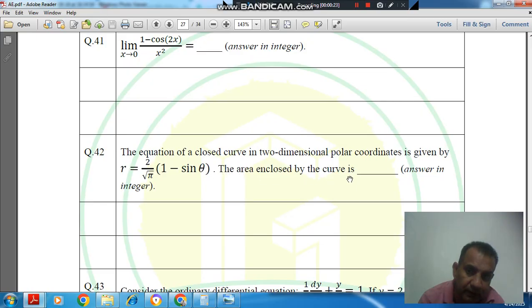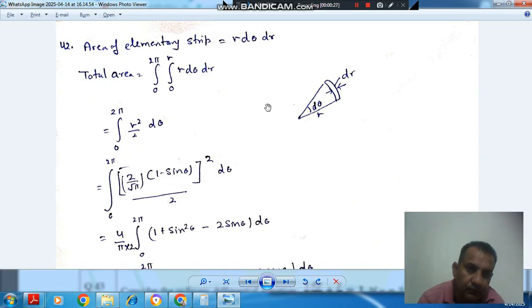Answer in integer. So suppose this is the curve, or an elemental portion of the curve, having thickness dr at radius r and subtending a small angle dθ. So the area of this elemental strip is: r dθ is the arc, and into dr, which is the thickness of the strip, so r dθ dr is the area of this strip.